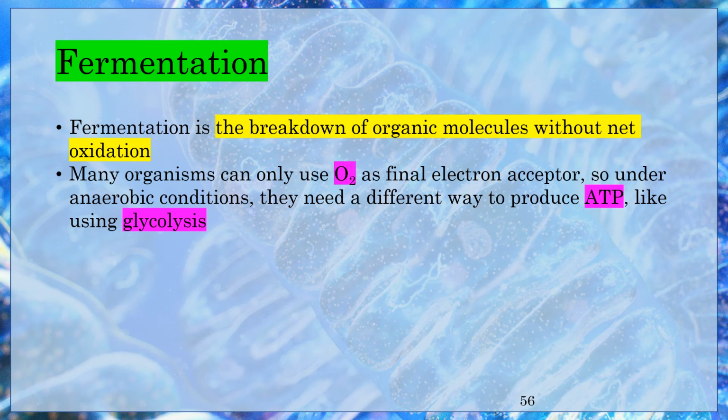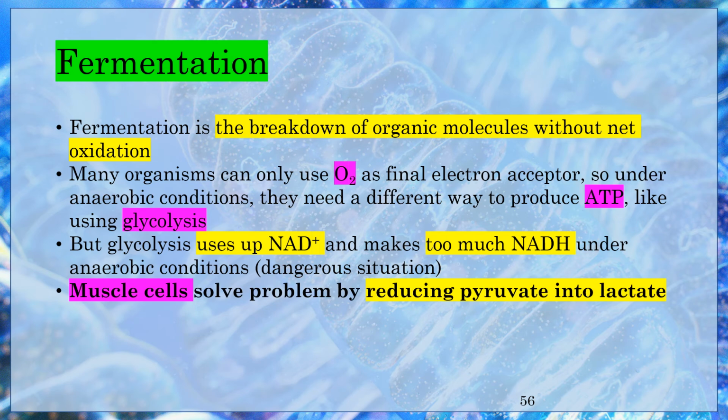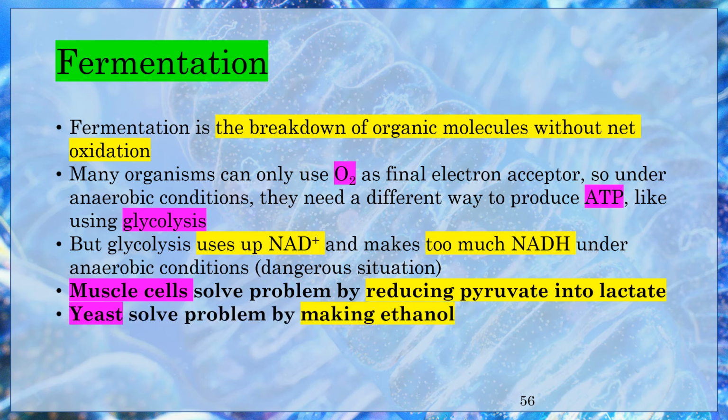Many organisms can only use oxygen as a final electron acceptor, so under anaerobic conditions they need a different way to produce ATP. Glycolysis uses up NAD+ and makes too much NADH under anaerobic conditions, which can be dangerous. Muscle cells solve this problem by reducing pyruvate into lactate. Yeast solves the problem by making ethanol. This is where lactic acid buildup in our muscles comes from.